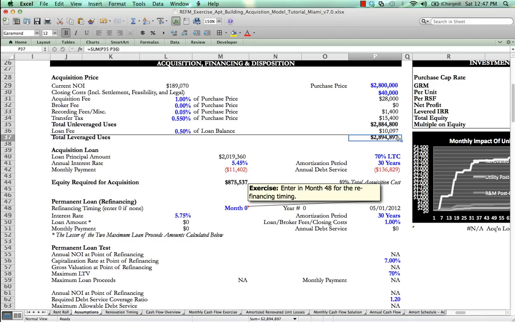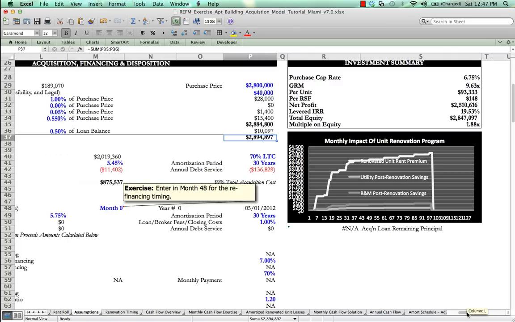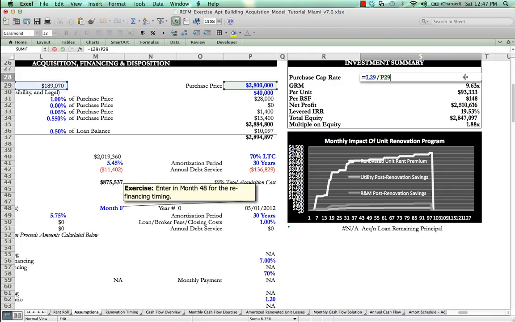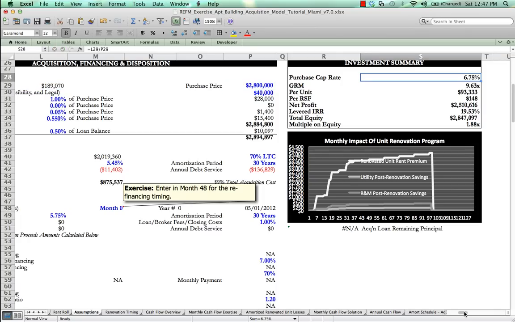Okay, and so if we scroll across here and say, well, what is that purchase cap rate? Okay, just using the purchase price and the current NOI, that is going to be a 6.75 cap. Okay, so this is close to what the broker said it was, which was a 7 cap. So there's some slight differences here which we can later figure out.